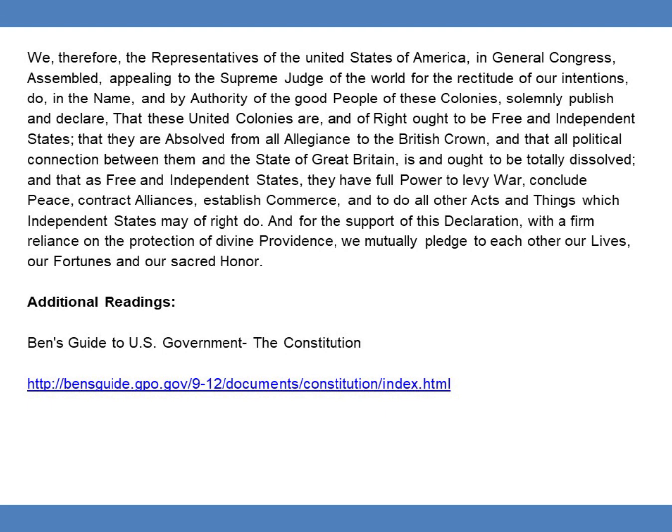and that as free and independent states, they have full power to levy war, conclude peace, contract alliances, establish commerce, and to do all other acts and things which independent states may of right do. And for the support of this declaration, with a firm reliance on the protection of divine providence, we mutually pledge to each other our lives, our fortunes, and our sacred honor.